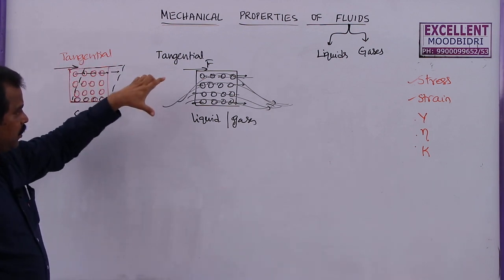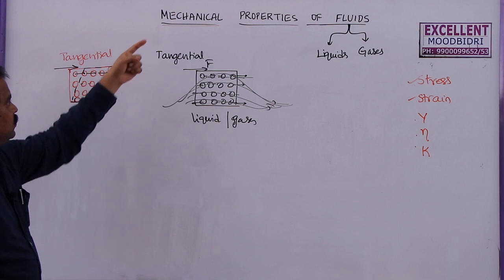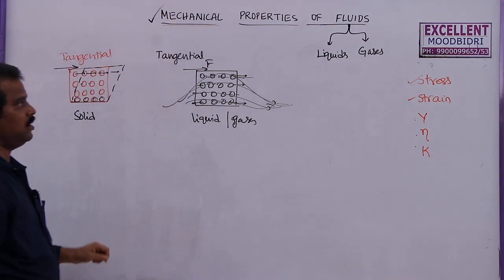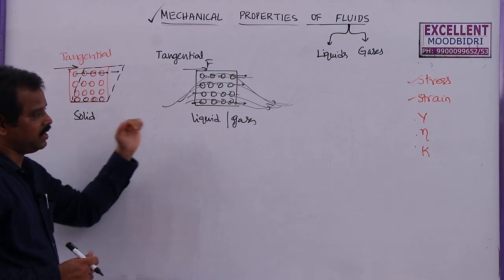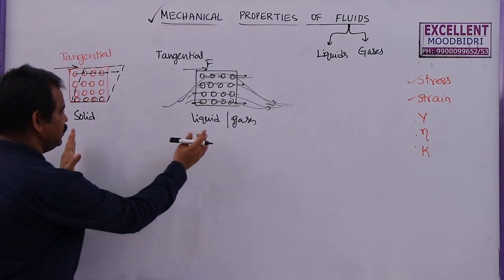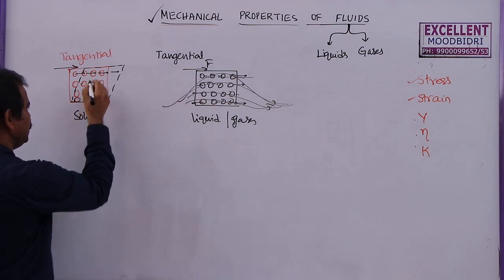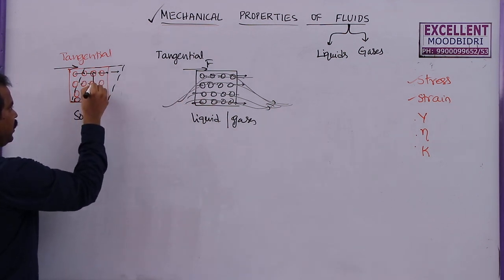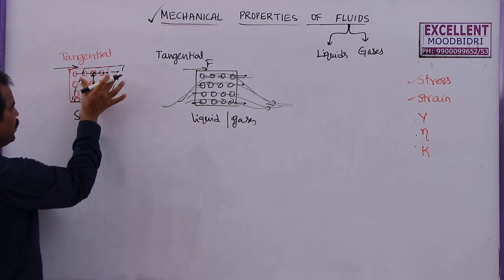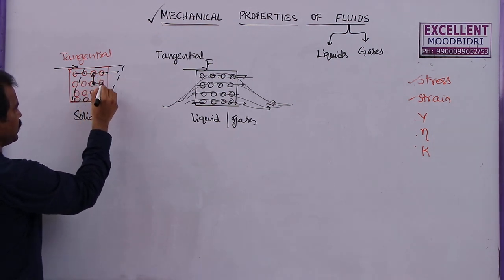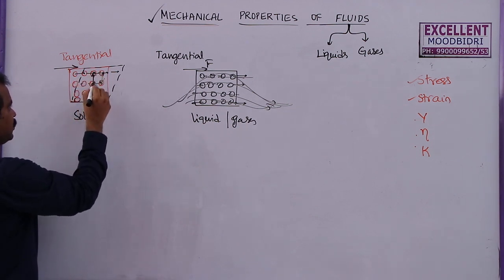So under the application of these stresses, what is the behavior of these fluids? That we study as mechanical properties of fluids. Reason behind this behavior of fluids and the behavior of solids is that here these molecules can attract with each other with a large force. Similarly, these two molecules also will attract with each other. These two molecules attract each other. So all the molecules will attract each other.